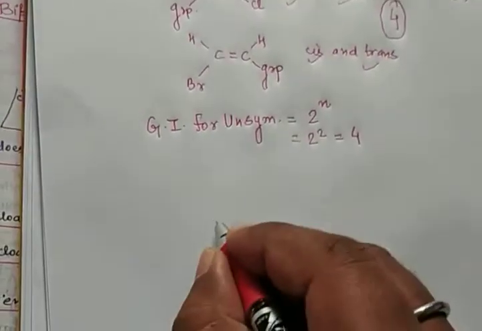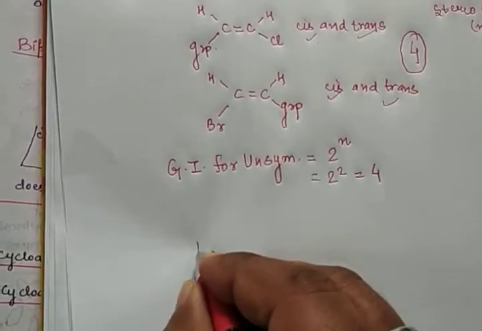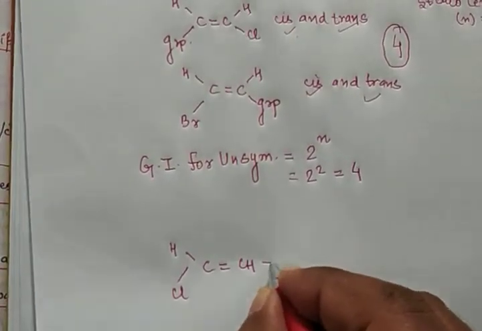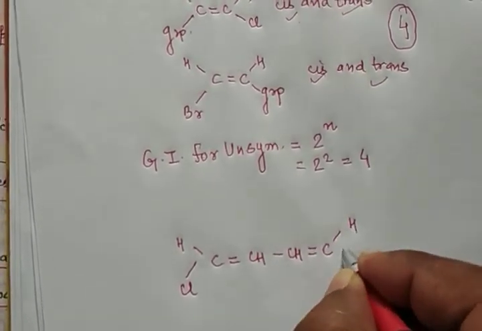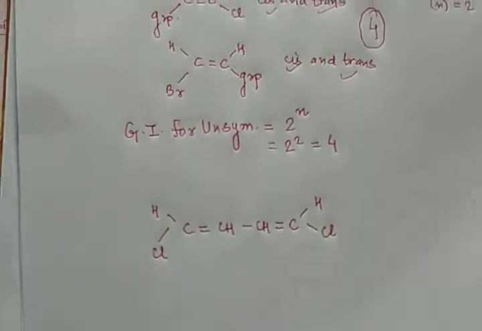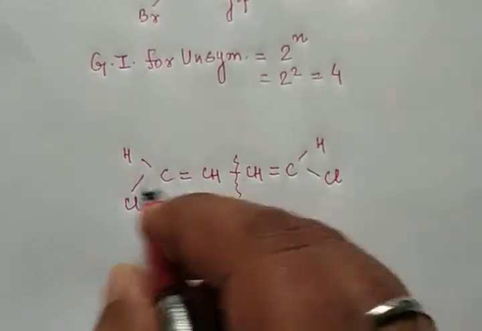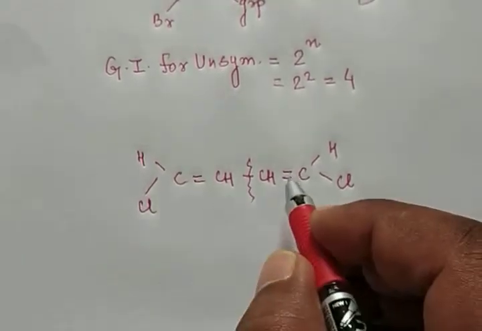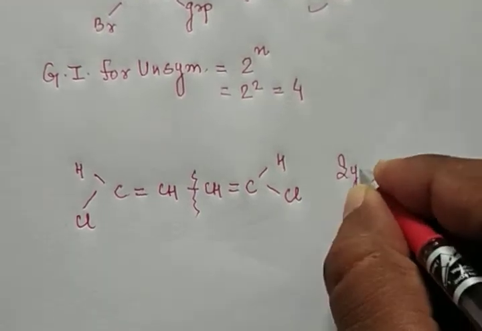Now one example for symmetrical. I have a symmetrical example. Just check. There's again C double bond CH. One side is H, one side is Cl, and again there's a single bond CH, double bond C. One side is H and one side is Cl. First you check if this is symmetrical or unsymmetrical. Look, just cut on that carbon. That group is equal to that group. Now there is CH, CHCl, CH, CHCl. So this is symmetrical. It's a very easy example.